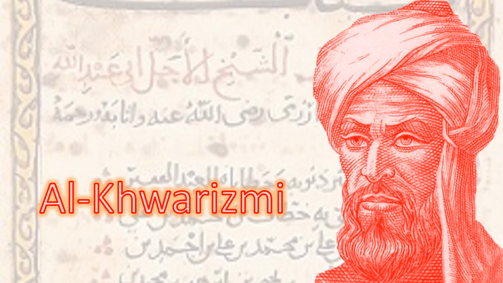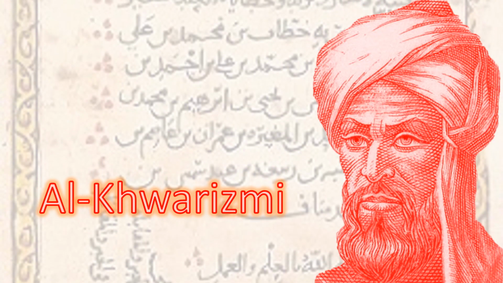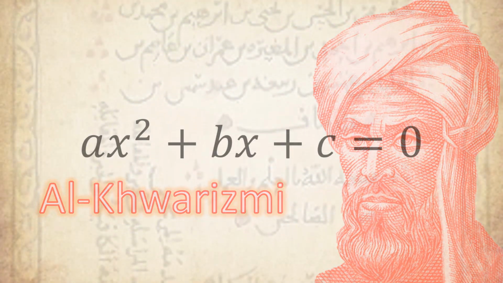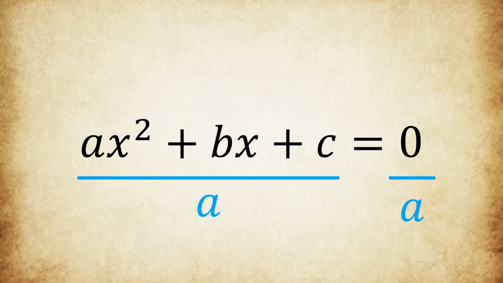In the 9th century, a Persian mathematician named Al-Khwarizmi was able to derive the quadratic formula. The problem was, given the general form of a quadratic equation ax squared plus bx plus c equals 0, where a, b, and c are constants, solve for x in terms of a, b, and c. The idea was to first divide the equation by a.